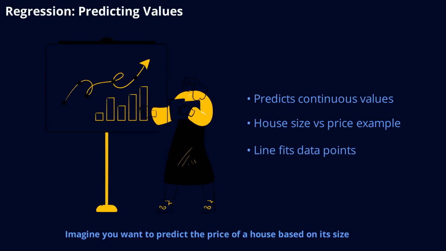First, let's talk about regression. Imagine you want to predict the price of a house based on its size. Regression helps us find a relationship between the size of the house and its price. In our animation, you'll see a graph with data points and a line fitting through them. This line represents the model's best guess for predicting prices. Regression is used whenever we want to predict continuous values like temperatures, ages, or prices.